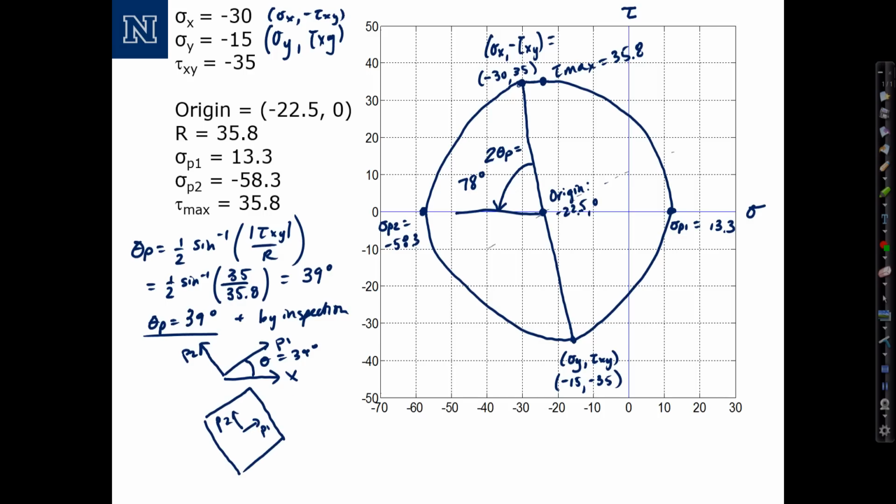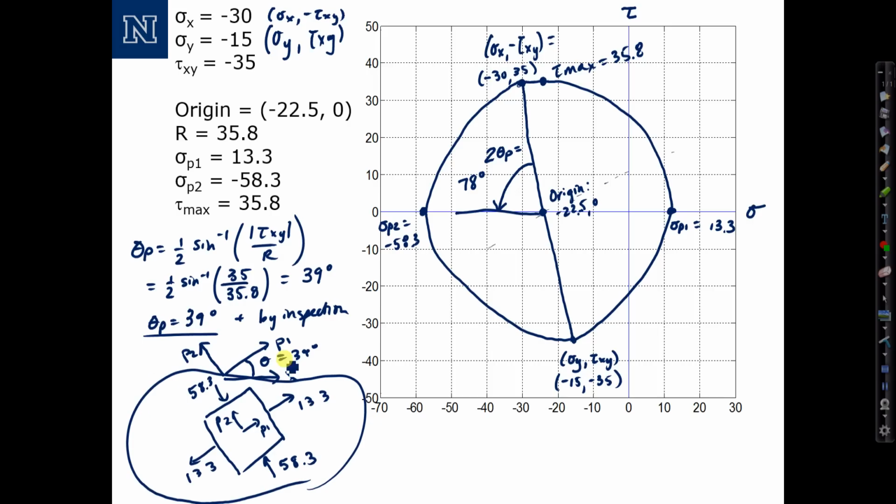P2. Okay? Principal sigma P1, 13.3. I'm going to draw in this direction, pointing outward. 13.3. Sigma P2, negative 58.3. I'm going to draw that on the other face, pointing inward. 58.3. And then I have no shear stress because these are the principal axes. So my transformed stress block looks like this.